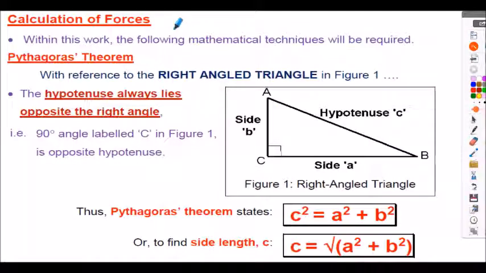As mentioned at the start of the presentation, we need to calculate forces here. It's an analytical method, so we'll be using the following mathematical techniques. Firstly, Pythagoras' theorem, which of course only relates to right-angled triangles. Pythagoras' theorem states that c squared, where c is the hypotenuse of a right-angled triangle, is equal to the sum of the squares of the other two sides, so a squared plus b squared, using the notation shown in our sketch.